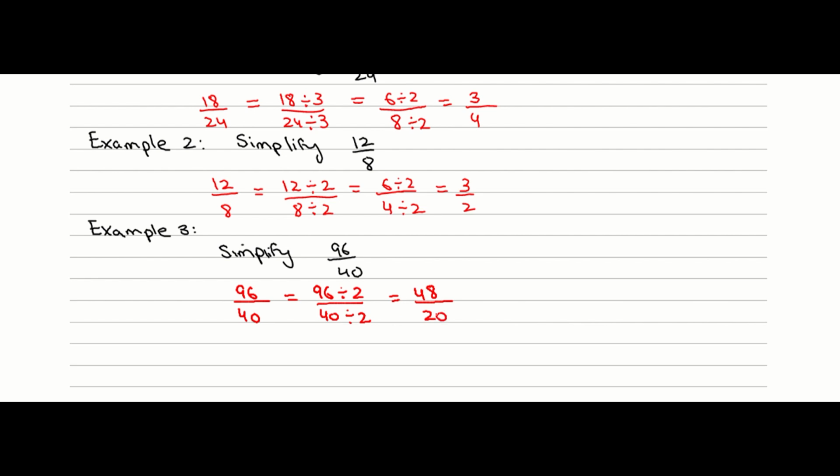Now again we can divide them by the same number, that is we can take 2 and divide them by 2. 48 divided by 2 gives you 24 and 20 divided by 2 gives you 10. Now we have 24 and 10 and we can again divide it by 2. So 24 divided by 2 gives you 12 and 10 divided by 2 gives you 5.